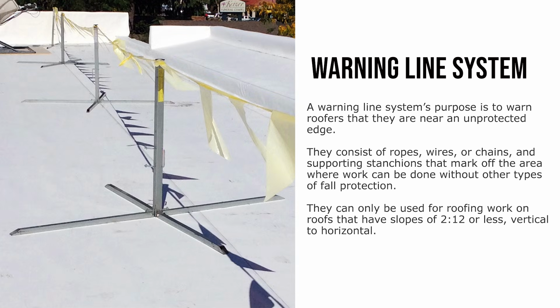A warning line system's purpose is to warn roofers that they are near an unprotected edge. They consist of ropes, wires, or chains, and supporting stanchions that mark off the area where work can be done without other types of fall protection. They can only be used for roofing work on roofs that have slopes of 2:12 or less, vertical to horizontal.